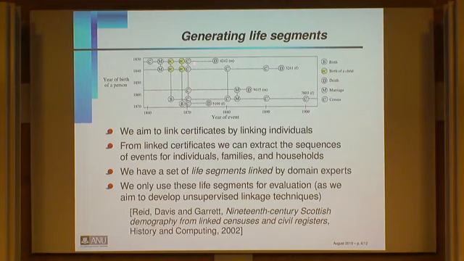The vertical lines show the people who are together on a single certificate. So for example, a census certificate, you see this whole family here is on a single census certificate. For this birth of the child, we have the father, the mother, and the baby here. So these three people are on a certificate. So basically using the certificates, we're trying to generate these life segments.